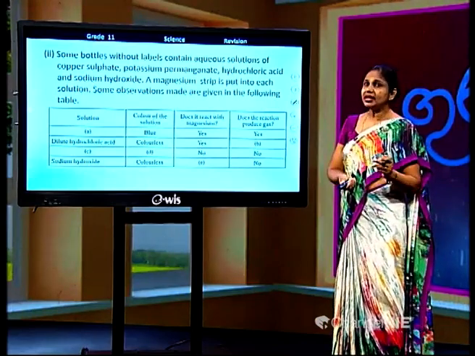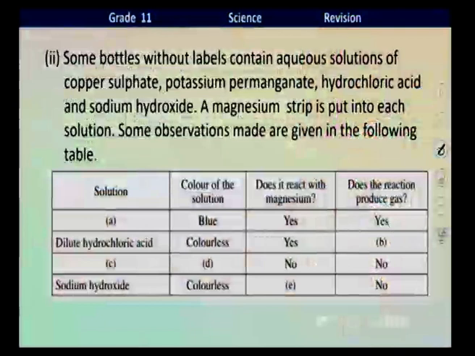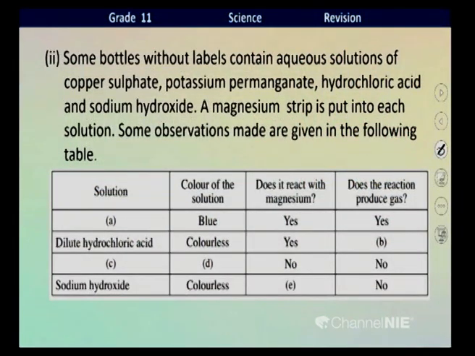We know that when a piece of magnesium is put into dilute hydrochloric acid, hydrogen gas is released, right? Therefore, and also we know that dilute hydrochloric acid is colorless, no color. Then does it react with magnesium? Yes. Then does the reaction produce a gas? Yes. Then for the B blank also, you have to write yes.